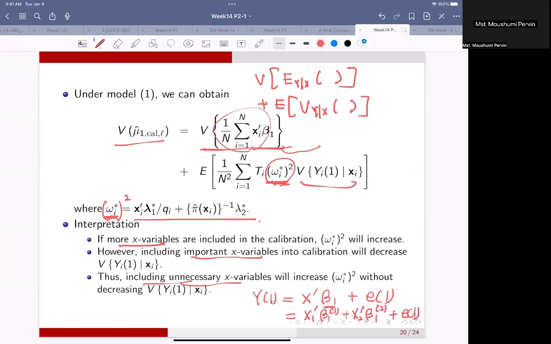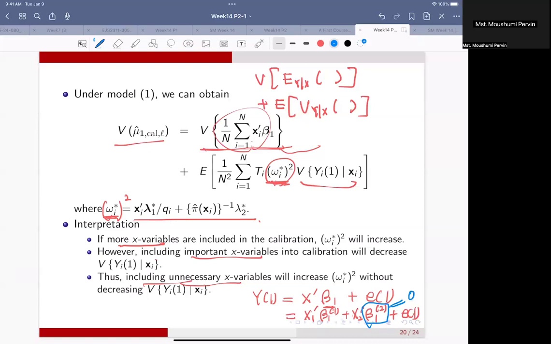And then suppose the true value of beta is 0. Beta can be anything, so let's assume that we happen to have beta 2, the coefficient for x2, indeed 0. Then that means, if I include x1 into calibration, then this is the signal part. So the variability in y can be reduced by including this part.